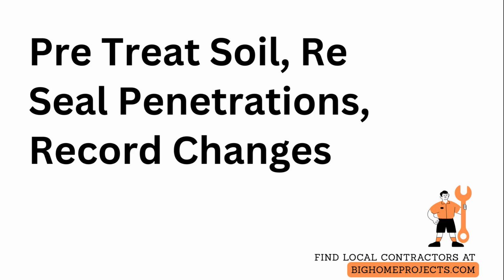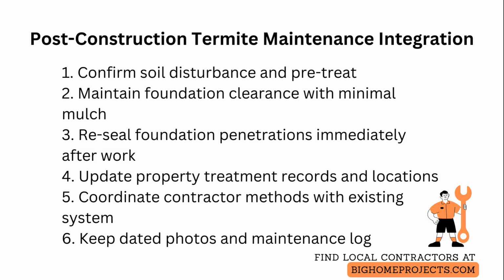Plan termite safeguards into every renovation and landscaping maintenance task so future work does not undo post-construction termite protection. When starting a maintenance project, first confirm whether soil will be disturbed and require pre-treatment at least 72 hours before work begins so baiting and soil treatments remain effective.